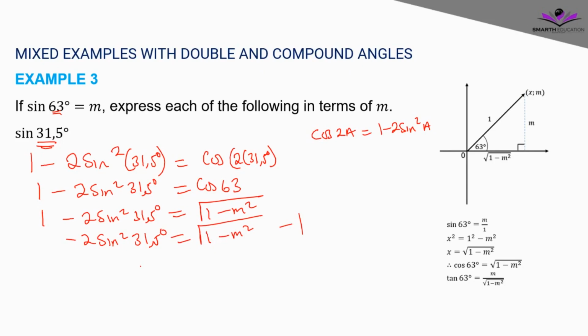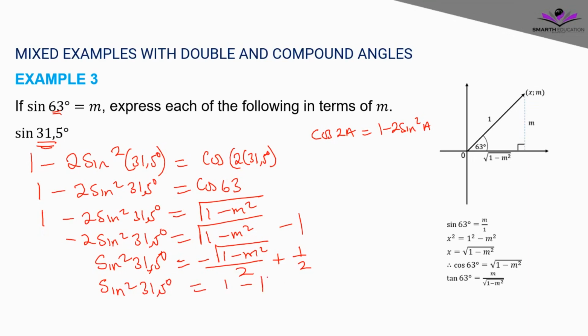Right, we divide both sides by negative 2. We have sine squared 31,5 degrees is equal to negative square root of 1 minus m squared over 2, and then plus 1 over 2. We have divided both sides by negative 2, right? And then this one can be rewritten as the denominators are the same, so we can add the numerators. So it can be written as sine squared 31,5 degrees is equal to 1 minus the square root of 1 minus m squared, all this over 2.